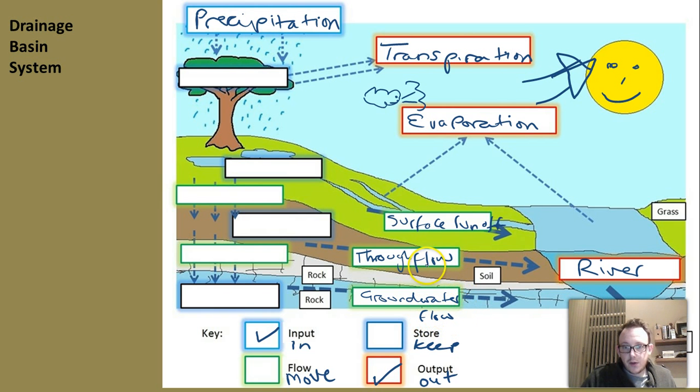Okay? Now, throughflow is through the soil. Groundwater flows through the rock or the water table at the bottom. So that's really deep there. So through the soil, groundwater through the ground, through the rock. Now, if we go back up here, water then can go down into the soil. Okay? This is known as infiltration.